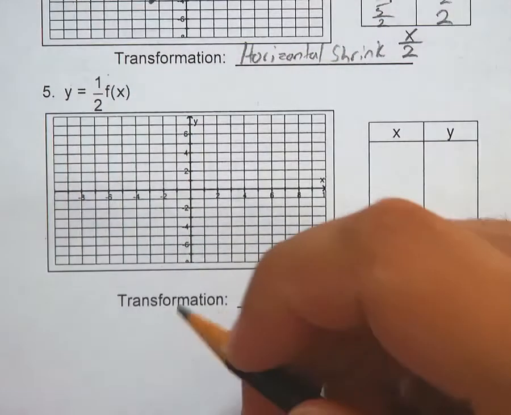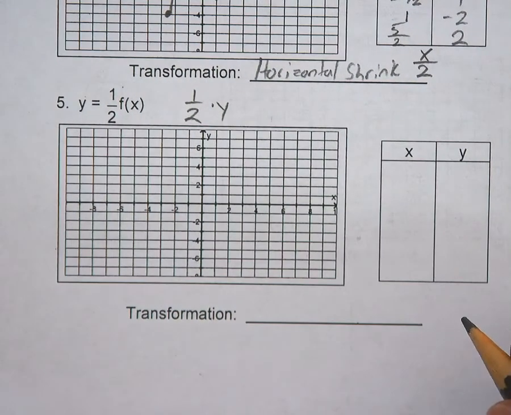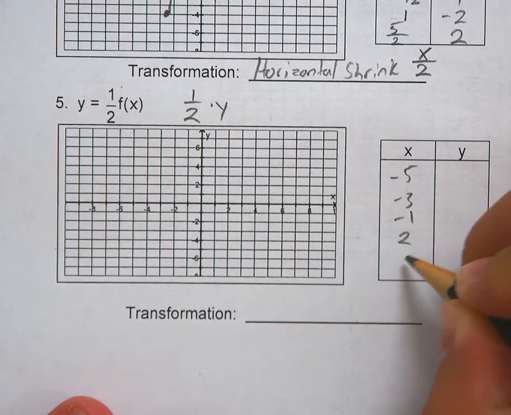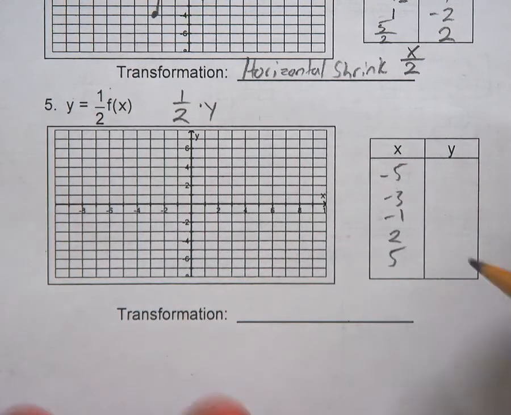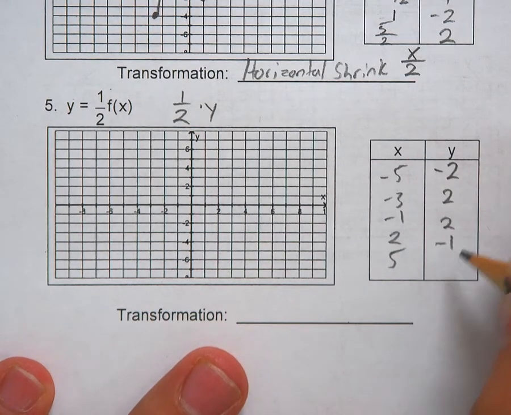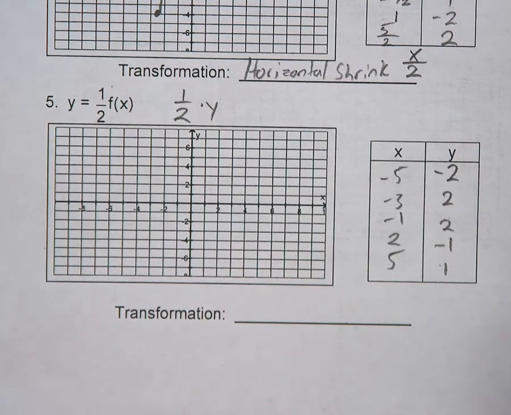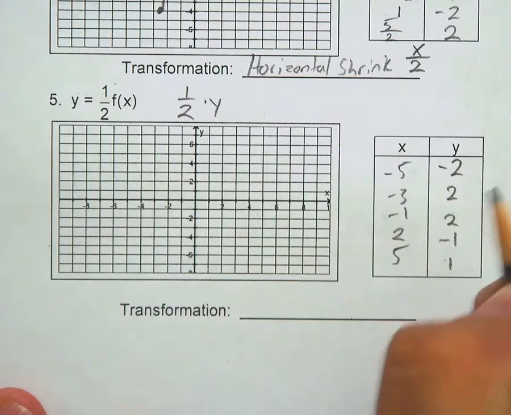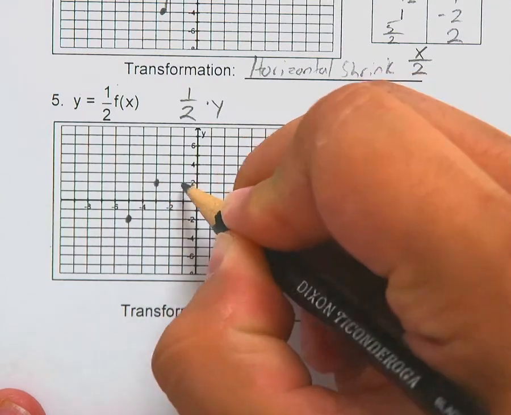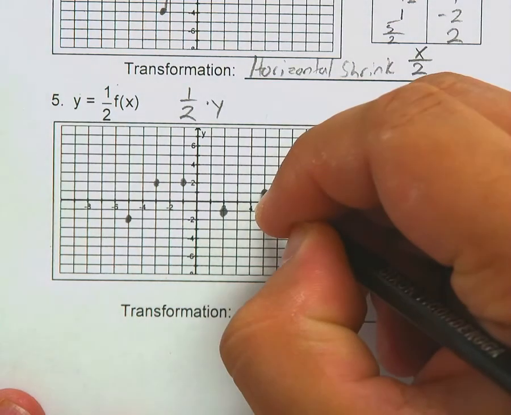Let me run through this one real quick. We have 1/2 f of x. That means I'm going to do 1/2 of y. So now I'm going to take my y values and cut them in half. So my x values are the same as the original. Remember, everything is done based off of the original. Now my y values are cut in half. So negative 2, 2, 2, negative 1, and 1. Plot your points. Let's see what happens. Negative 5, negative 2. Negative 3, 2. Negative 1, 2. 2, negative 1. And 5, 1.